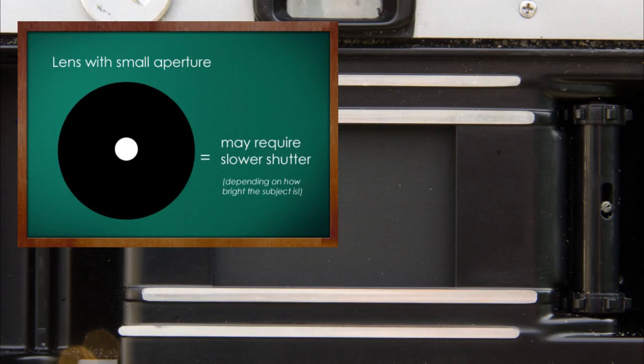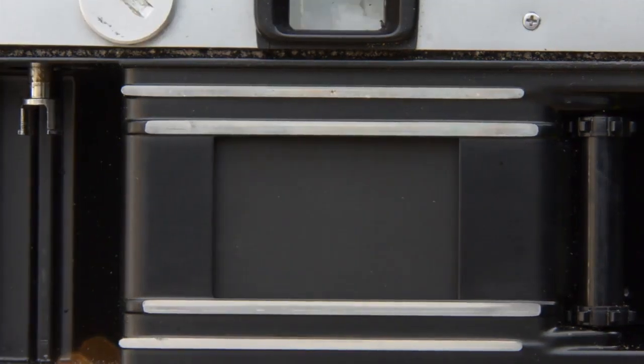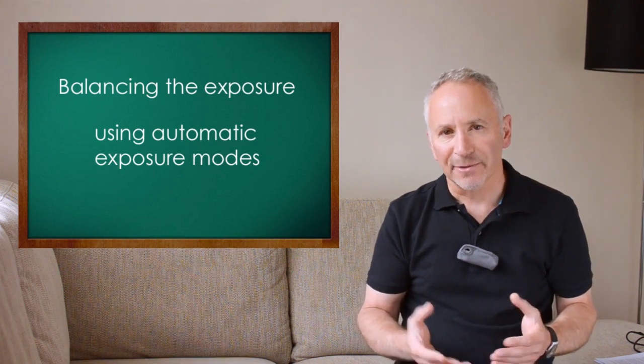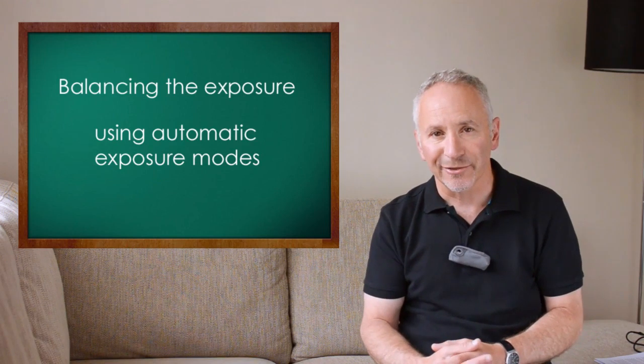Let's say we have a small aperture. So now less light is going to be coming through the lens, and so to balance that out and to make up for the smaller quantity of light, we would need a slower shutter speed, which will therefore increase the duration of the light. We can easily achieve this balancing act between apertures and shutter speeds by using the automatic modes built right into your camera.